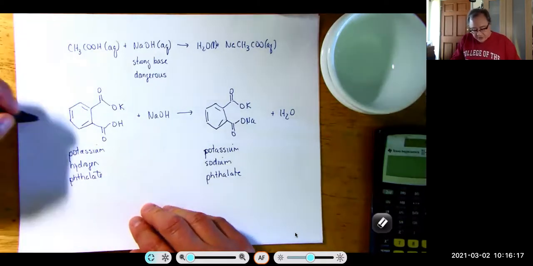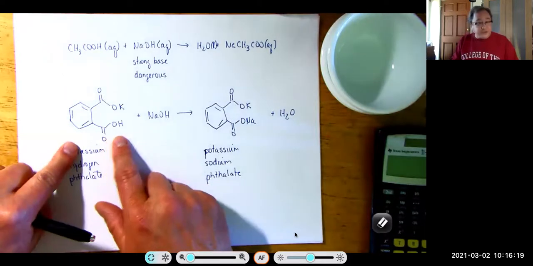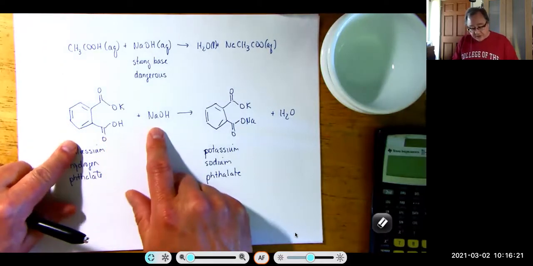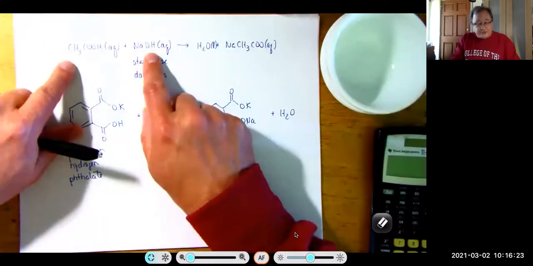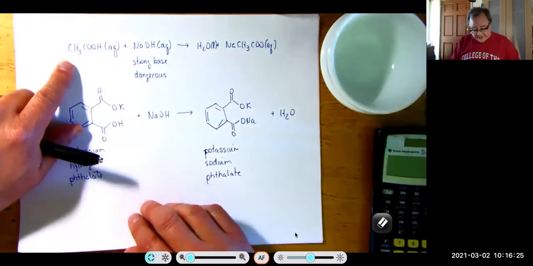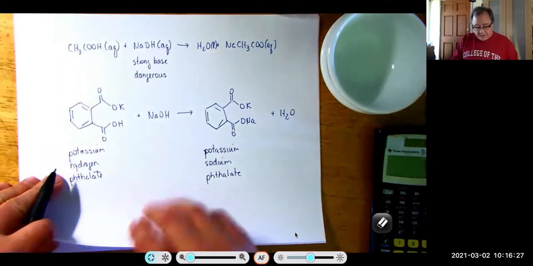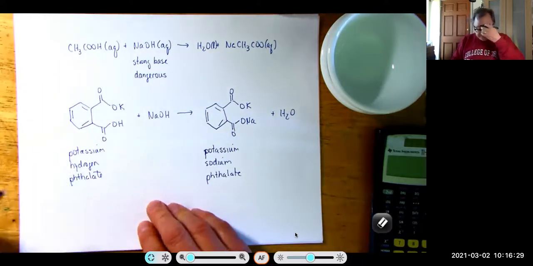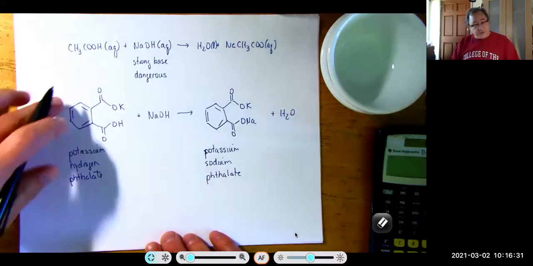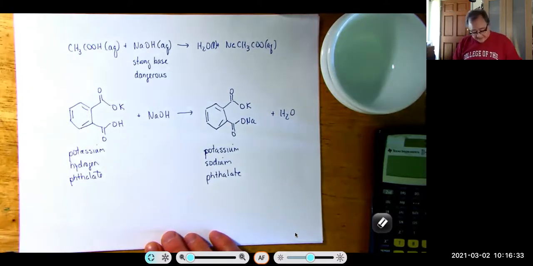And we do this reaction usually first to determine the concentration of the sodium hydroxide solution. Then we do this to determine the concentration of the acetic acid solution. However, we're not going to be doing that. Now, I do want to teach you one more thing about the potassium hydrogen phthalate.